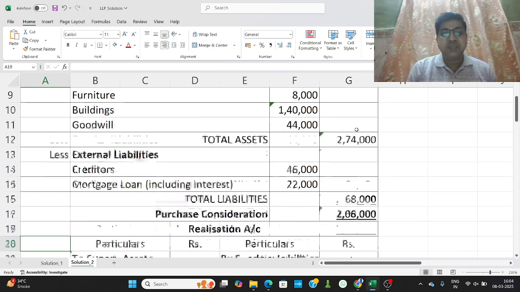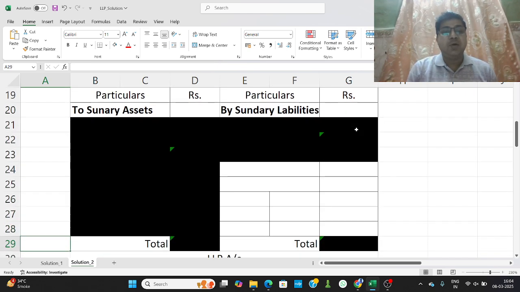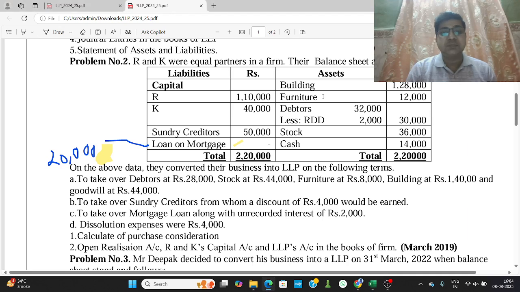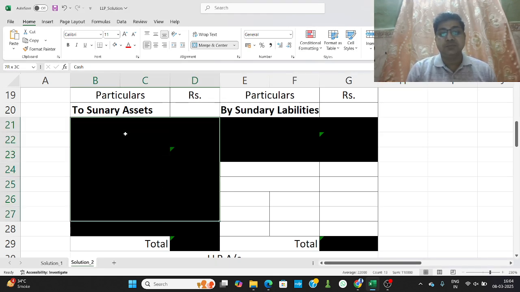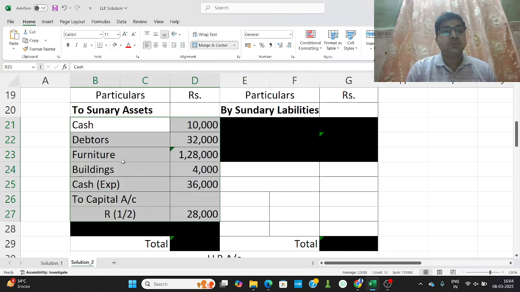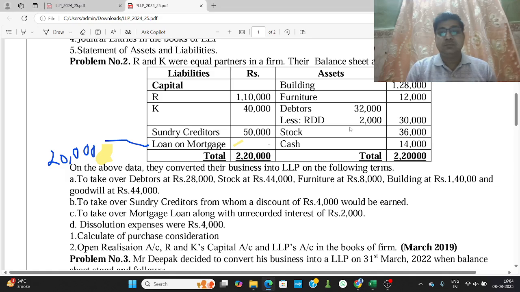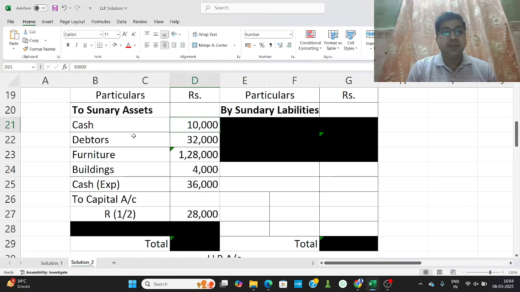First of all, whenever we prepare the realization account, all assets are transferred to the debit side. Now, what kinds of assets are there? These are the assets; all book value assets we have to transfer. So we will record all the assets' values. It includes cash 10,000 after deducting the dissolution expenses. 10,000 cash recorded.